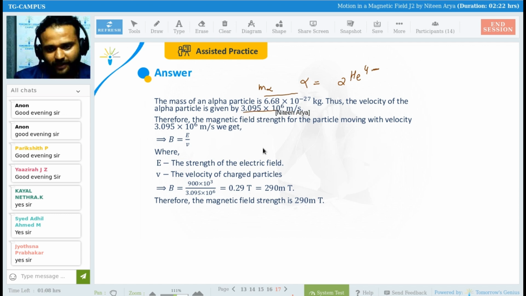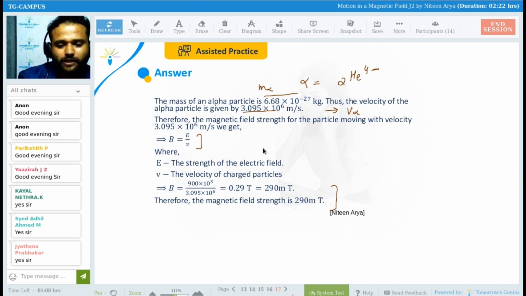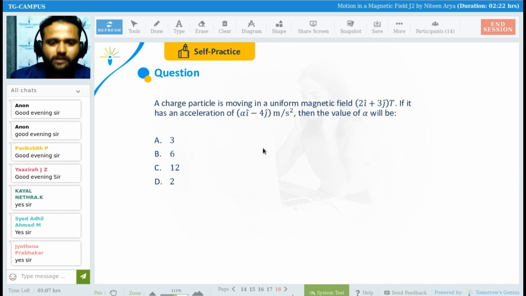This is your velocity. You can find v alpha with the help of this, and then with the help of v equals E by B, you can find this, and that is 290 millitesla. Milli means 10 to the power minus 3. Is this clear, everyone? So that is how you can find this. Clear? I hope this one is clear for each and every one.